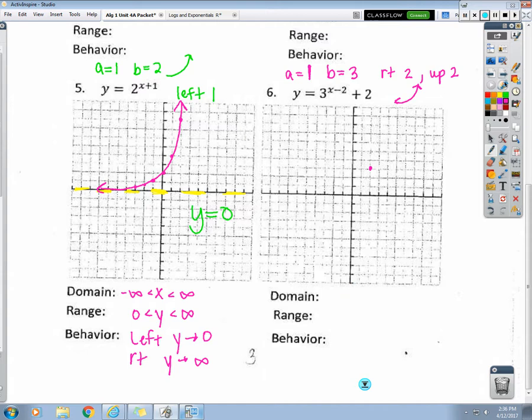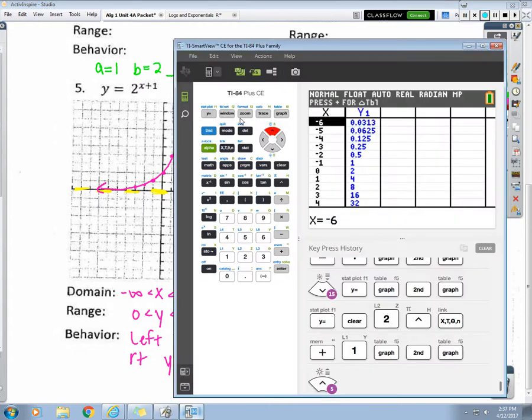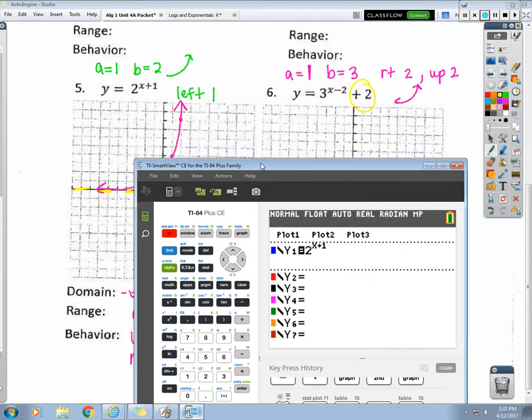Where is the asymptote this time? 2, because everything got shifted up 2 units. Okay, this number will tell you where the asymptote moves. Okay, now let's graph it and get some points. Y equals 3 raised to the x minus 2 plus 2.